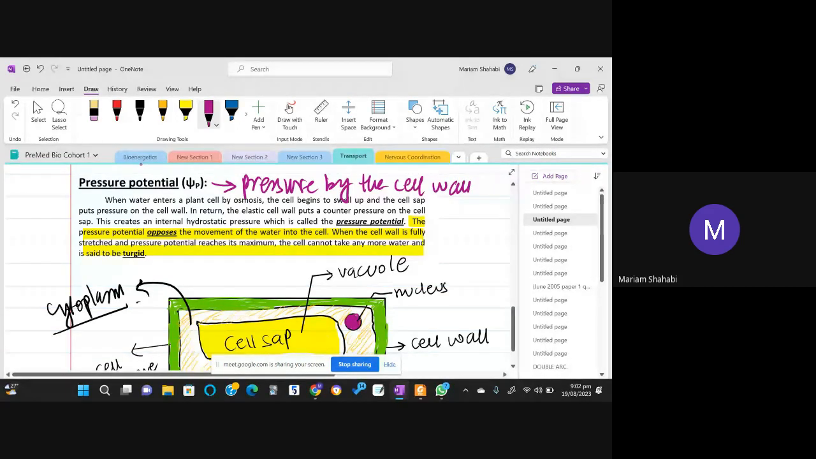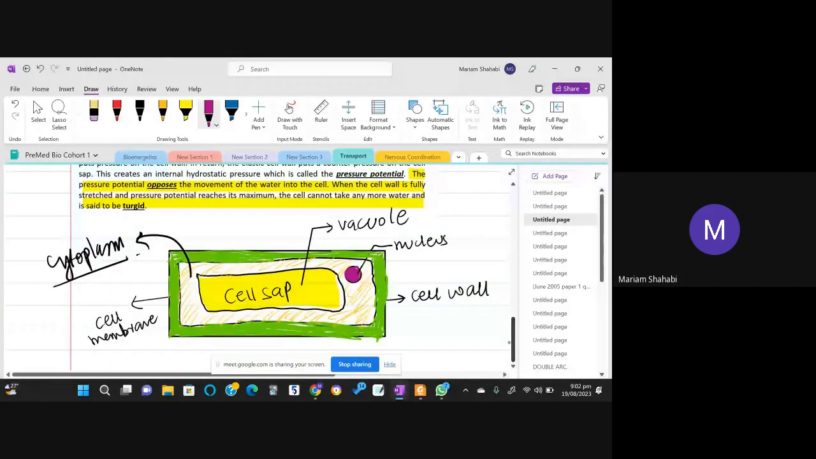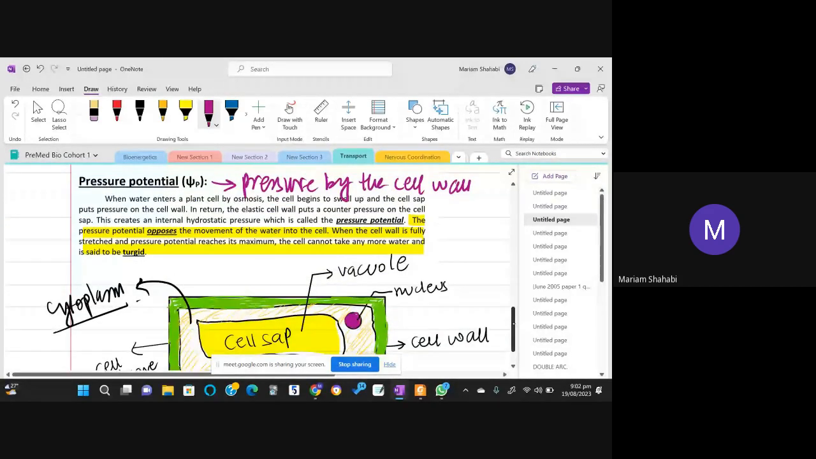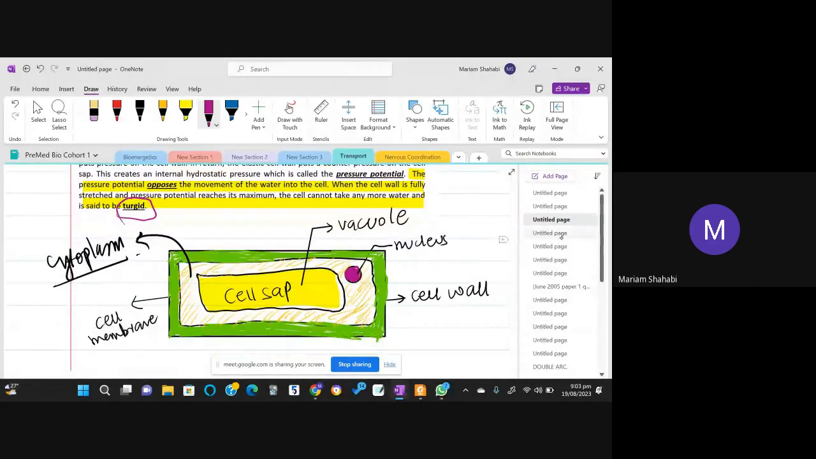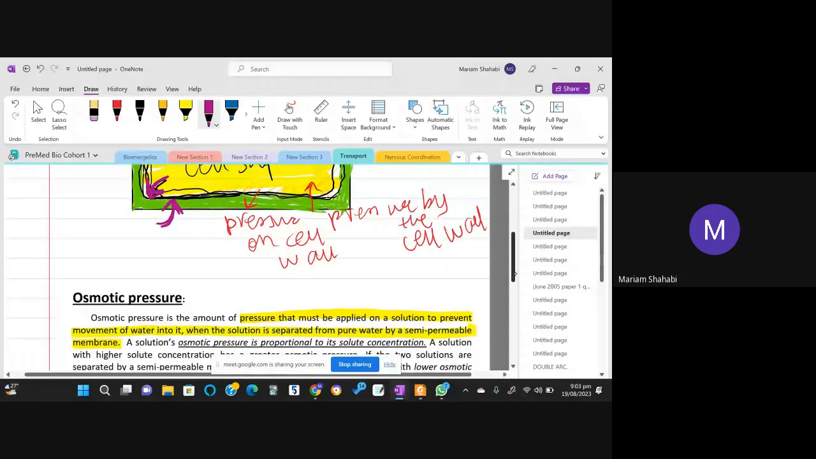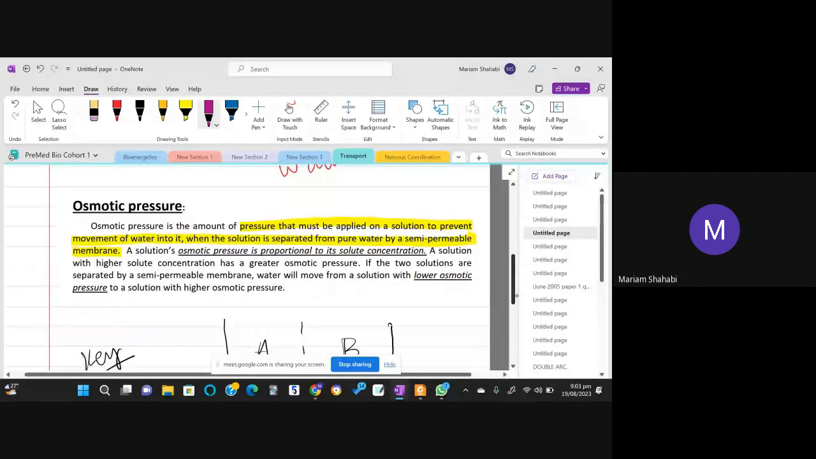The pressure potential opposes the movement of water into the cell. Obviously, this is an opposing pressure. The pressure the cell wall exerts acts in opposition to the pressure that the cell sap or cytoplasm exerts on the cell wall. When the cell wall is fully stretched and pressure potential reaches its maximum, the cell cannot take any more water and is said to be turgid. I hope this was clear.